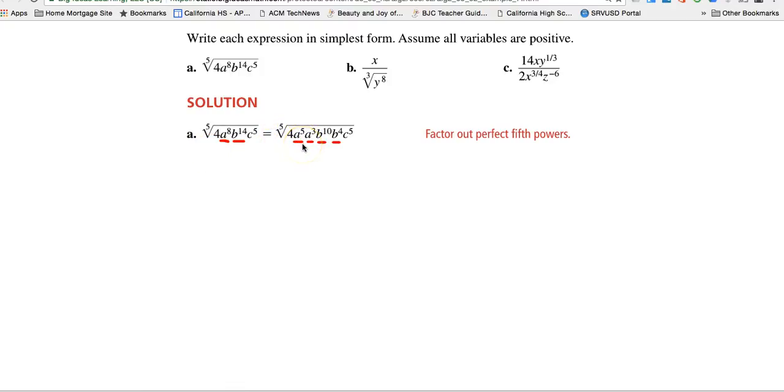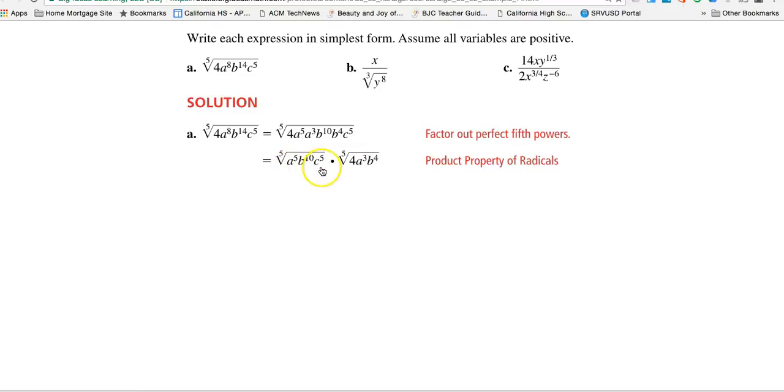Now we're going to go ahead and split up our radical. We're going to have the first radical just contain our perfect fifth powers, and the second radical contain all of the non-perfect fifth powers. Now obviously 4 is not a perfect fifth power, and there are no factors of 4 that are perfect fifths. So when we split this up, you'll see in the first radical we just keep all of our perfect fifths, so a to the 5th, b to the 10th, c to the 5th, and then in the second we have all of the non-perfect ones.